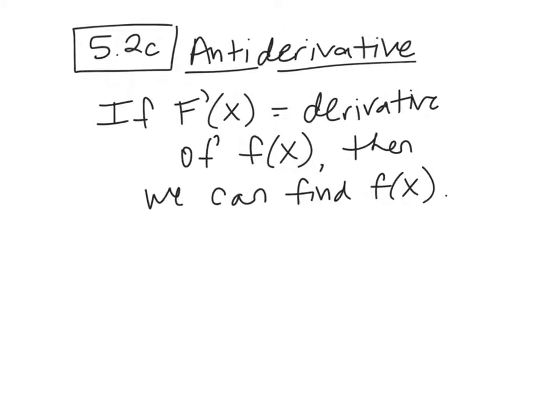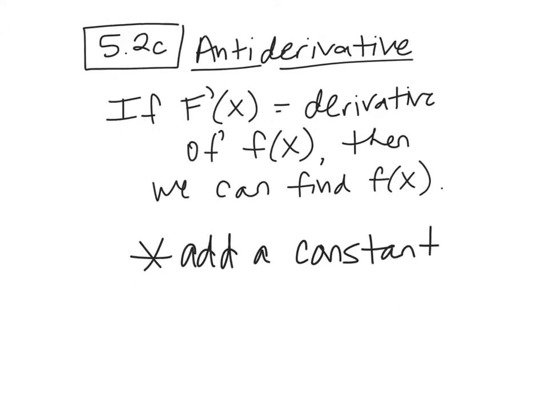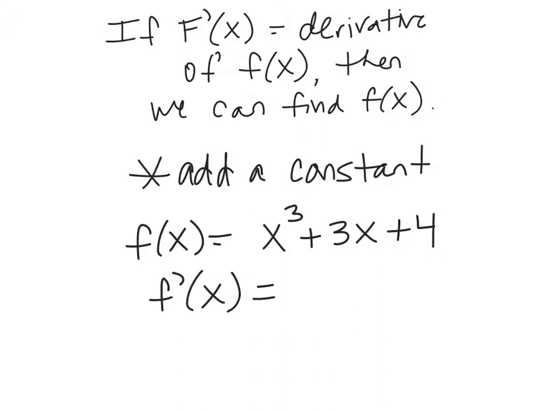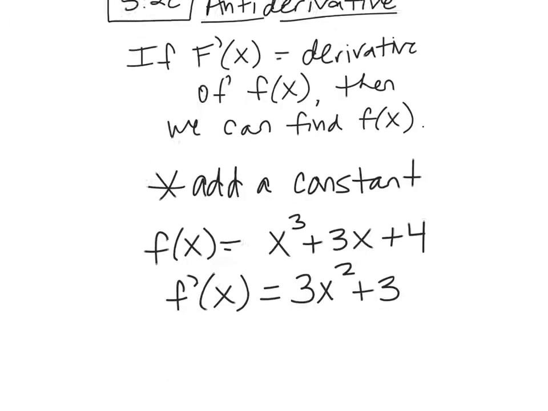The thing is that we're going to always need to add a constant. Let me show you what I mean by that. Let's say that I have a function, f of x equals x cubed plus 3x plus 4, and I tell you to find the derivative of that function. You can all find that by now. It's a polynomial, super easy. Use the power rule. You bring down the 3 to multiply, you subtract 1 off. You go to the next one, bring down the 1, subtract 1 off, and the derivative of 4 is 0. Today, we're going to go backwards.